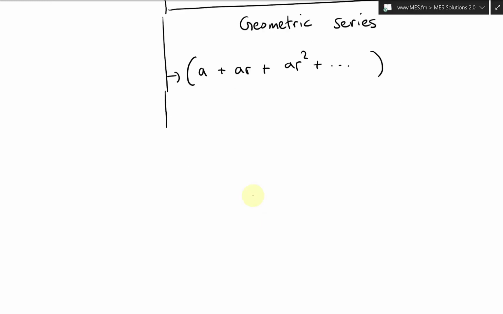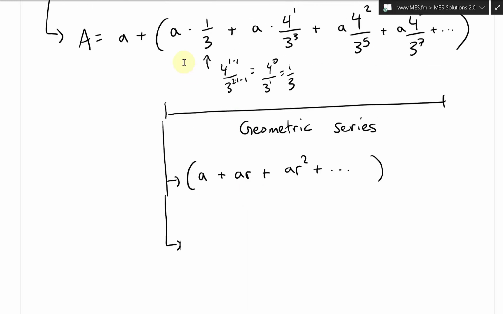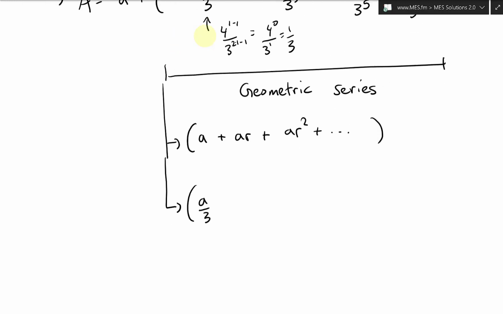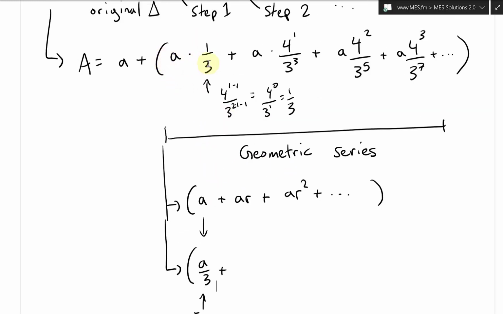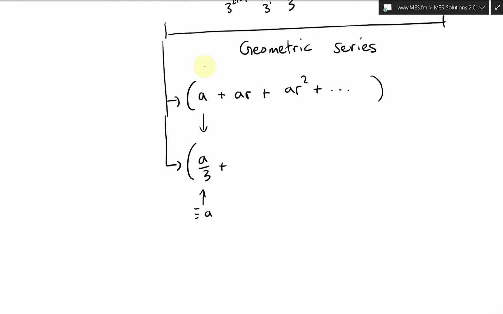In our case, what we have is a, and then this is 1 minus 1 over 3, so we have a over 3. This could be our equivalent of our a, so that's this part right here. And then we have plus, and a is multiplied everywhere. Notice how it's multiplied everywhere there, 1 over 3. So we'll put this a over 3 right here.